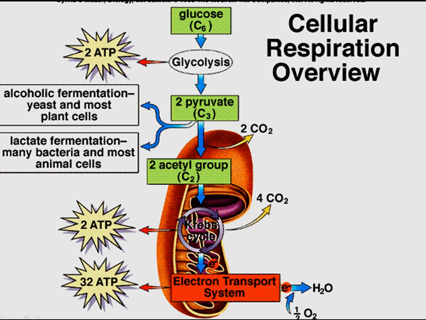So a brief overview of what's going on again is we have glucose that goes through glycolysis. It gives us a net production of 2 ATPs. We produce 2 pyruvates in the process. If oxygen is not present, the pyruvates will go through 2 different forms of fermentation. If oxygen is present, then we will continue on into the citric acid cycle in the matrix of the mitochondrion.